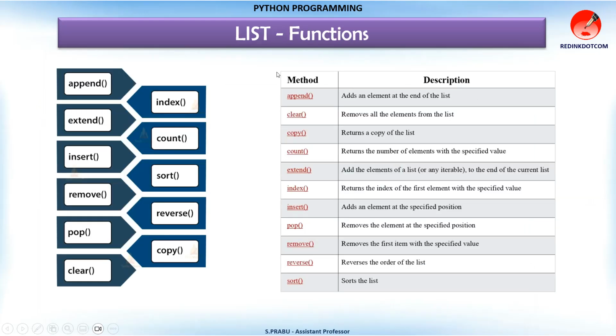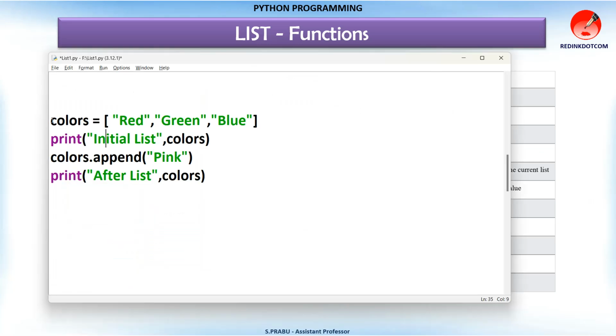These are the list related functions. Using these functions, we can achieve different operations on the list. Now I explain how to use these functions. For example, append. Append means add a new element to the existing list. In this example program, initially the list colors has three elements called red, green and blue. We can print the initial list values. Then I want to add a new color called pink using the append function. Then we can check whether this new element is added or not.